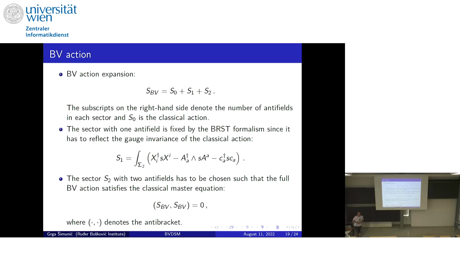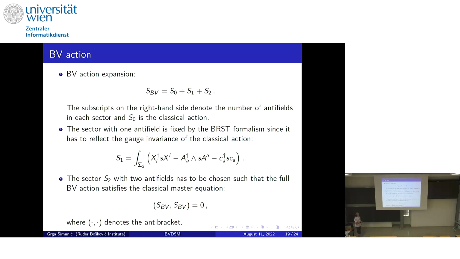Okay, and what we do then, in order to construct the action, is we want to solve the classical master equation. So we can expand the BV action in terms of the number of antifields, so that here S0 contains no antifields, S1 contains terms with one antifield, S2 contains terms with two antifields. And that's it in this case. So S3 here cannot exist because we don't have scalar antifields. So we cannot construct a two form with three antifields in this case. So we stop at S2.